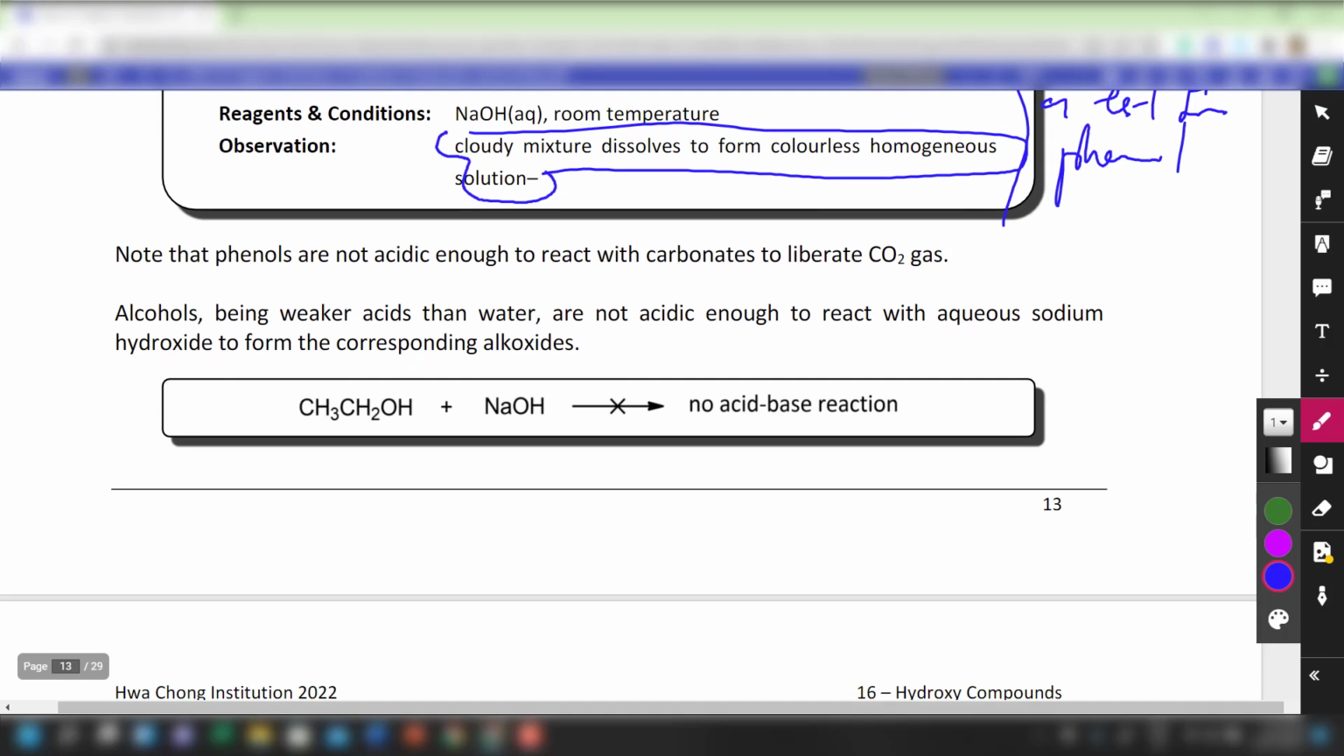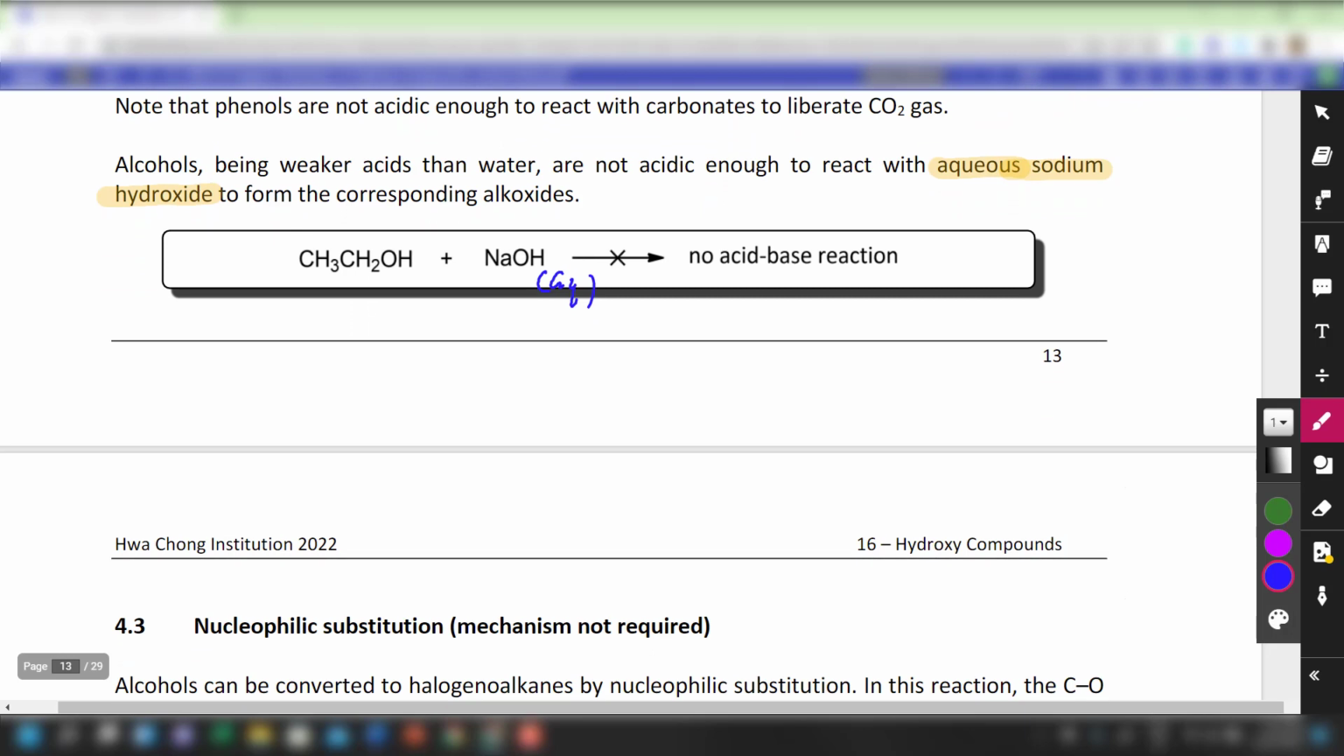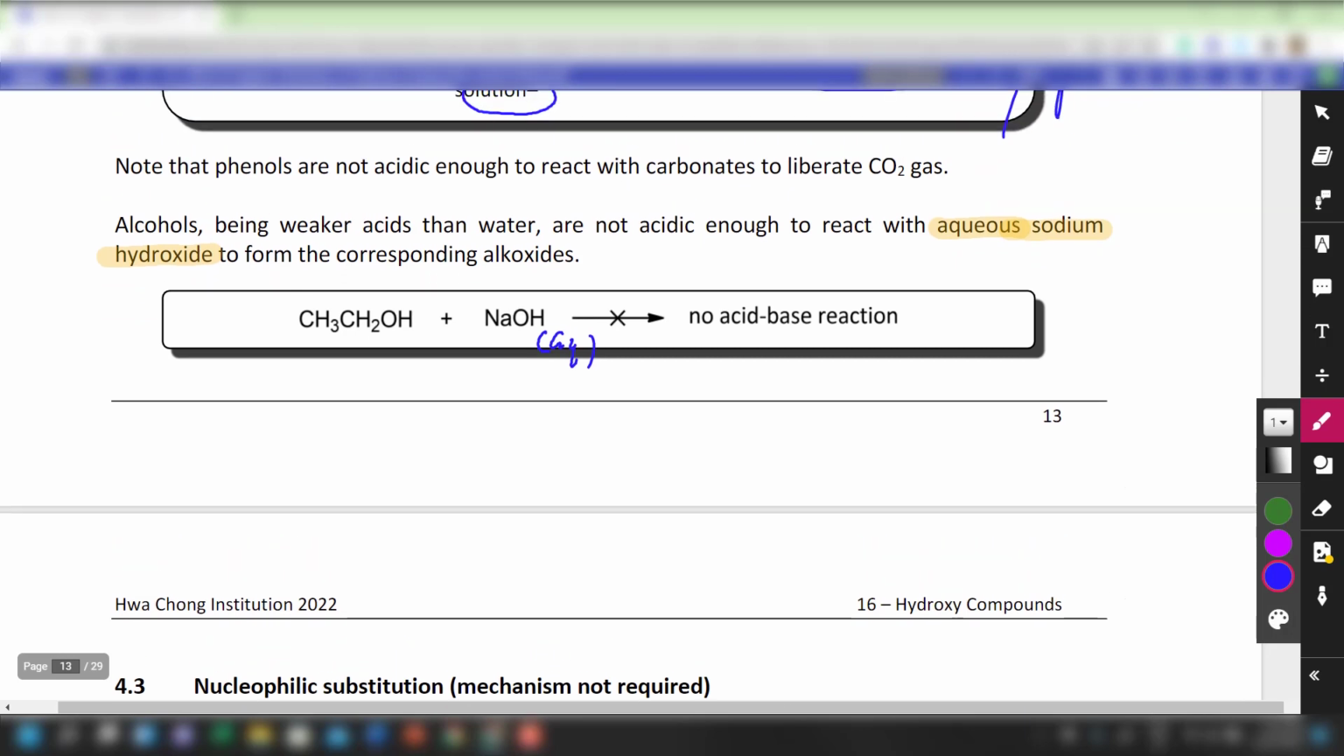Alcohols, in most cases, do not react with sodium hydroxide. But please take note of the very important word here. It's aqueous sodium hydroxide that doesn't react with the alcohols. So you may just want to incorporate aq here.